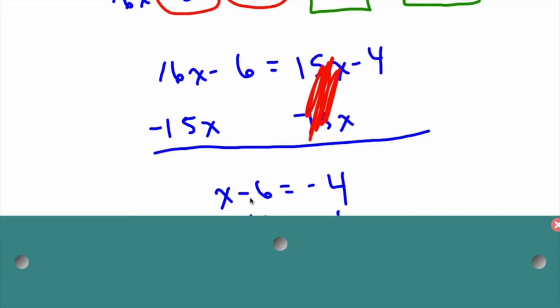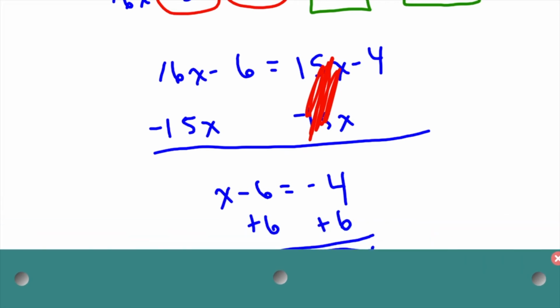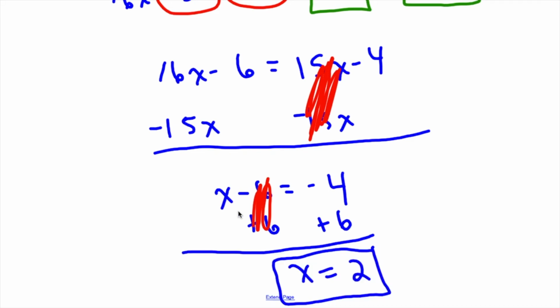Now I need to move the number with no variable, so I need to move this negative 6. It's a minus or a negative, so the opposite of that is addition. So I add 6 to both sides. Okay, negative 6 plus 6 is 0. These cancel out. So my left-hand side is just x. Negative 4 plus 6 is 2, so x equals 2. And again, we didn't have a number out front here that we had to divide because it was already a 1x. You know, there's a 1 right here. We don't have to divide by 1 because 2 divided by 1 is still 2. So we are finished at that point.